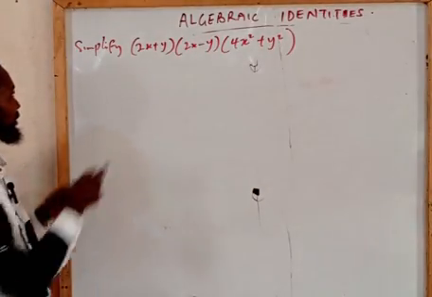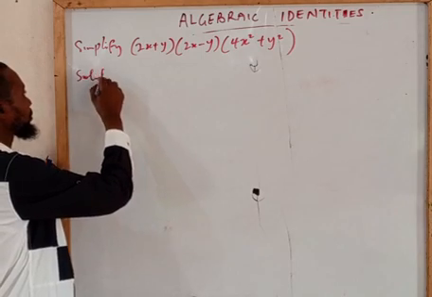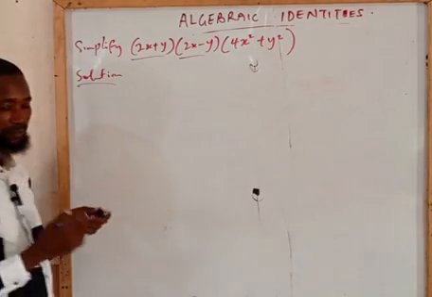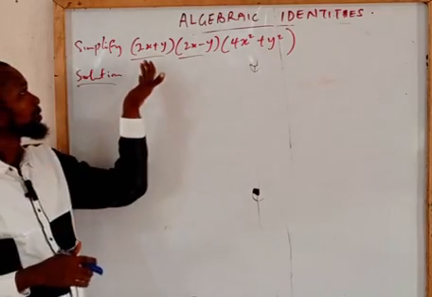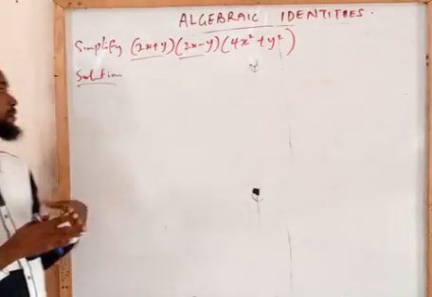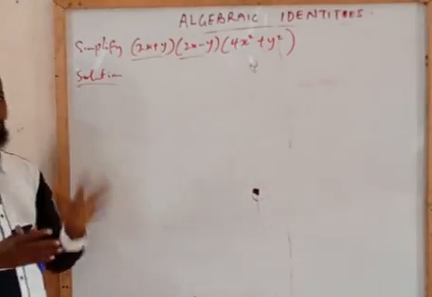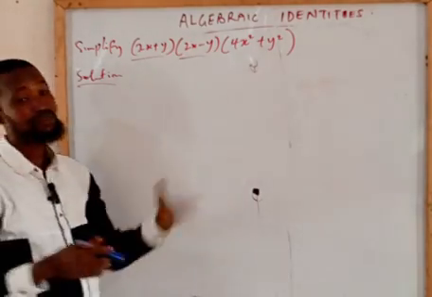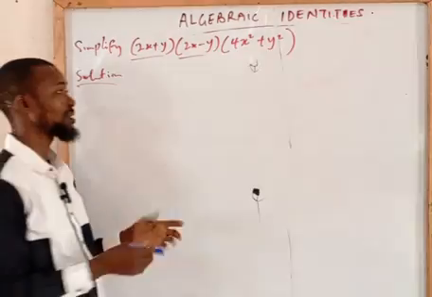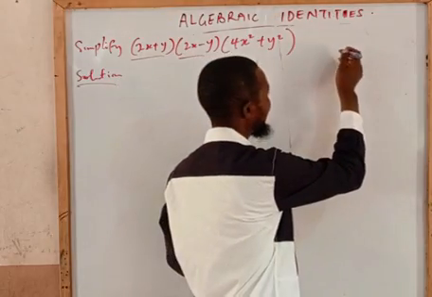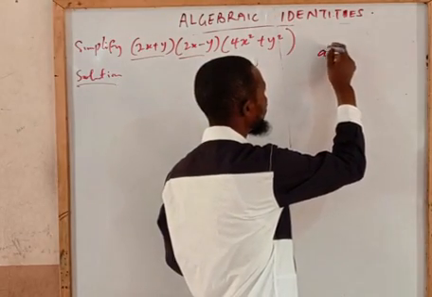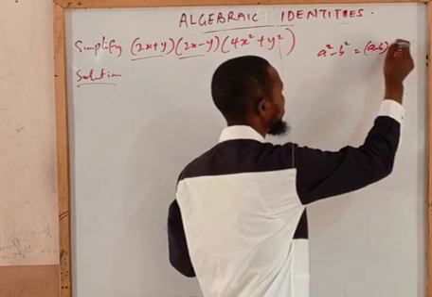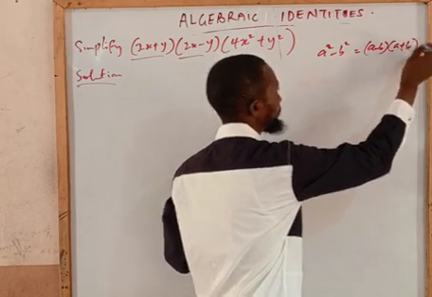So what we do in this case is, I will consider this and this. Look at this thing and this thing. Which of the identities does this resemble? There is one other identity, in fact it is even our third identity. What is the third identity? The third identity states that A squared minus B squared is equal to A minus B into A plus B.